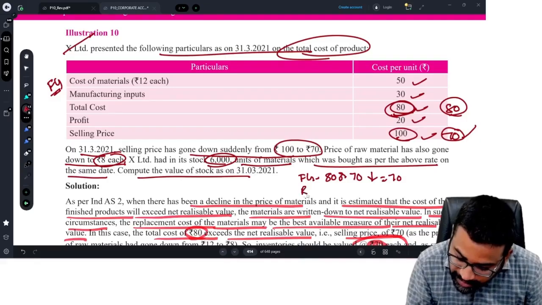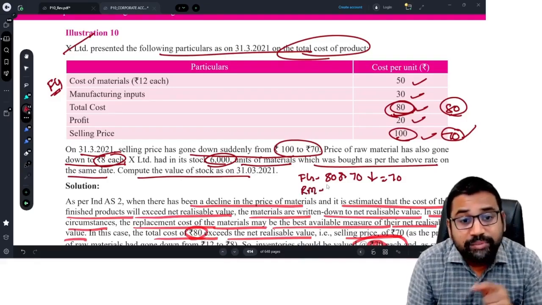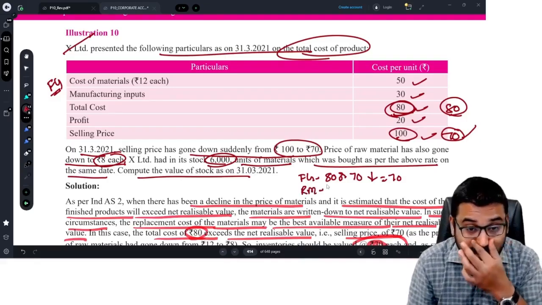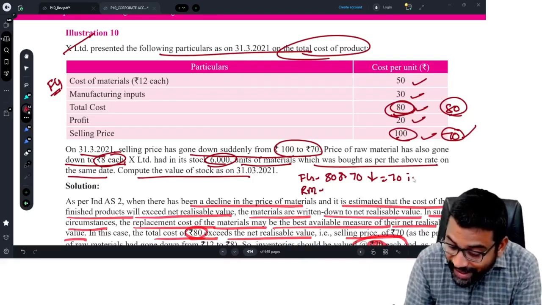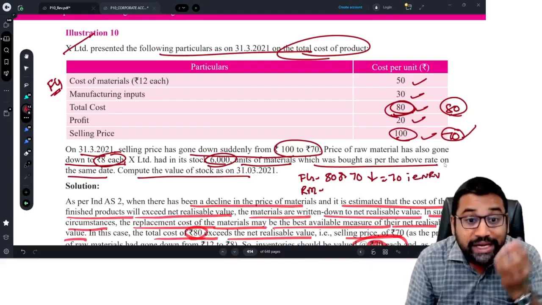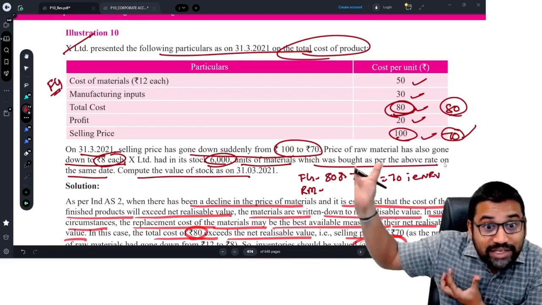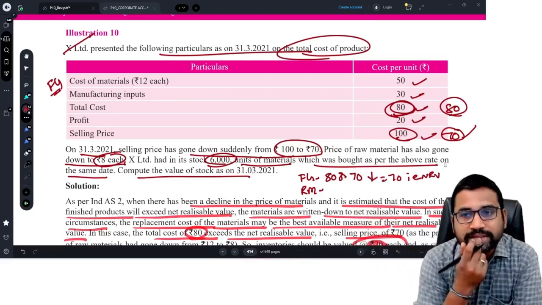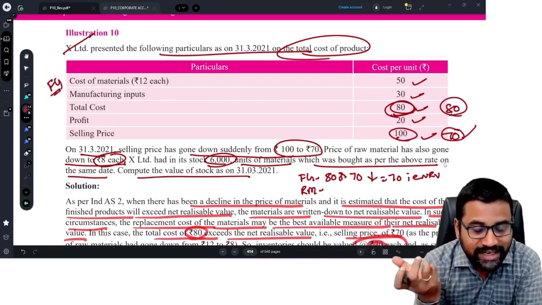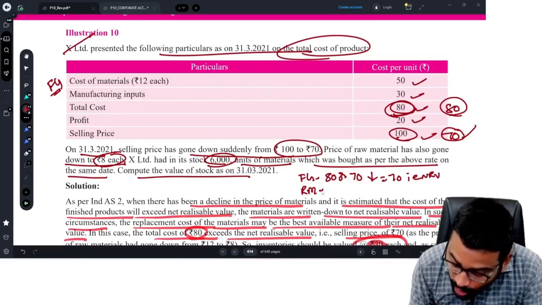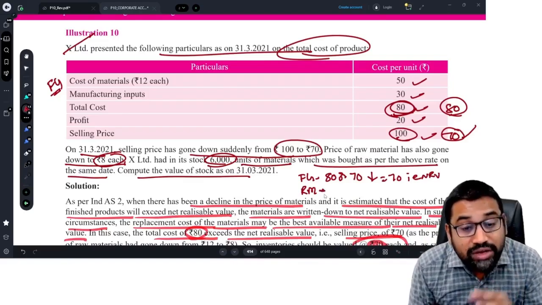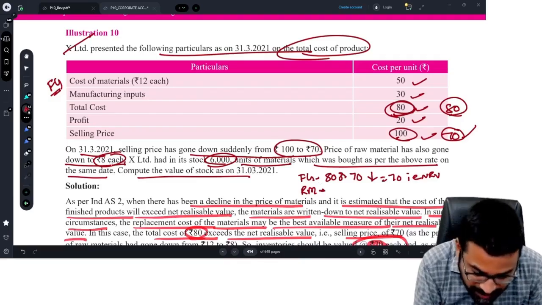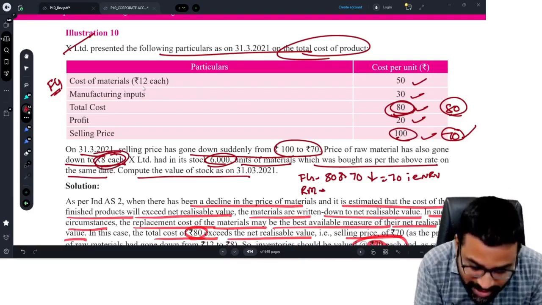Now come to raw material. Now you tell me, raw material valuation depends upon finished goods valuation. Now the finished goods is valued at NRV. The moment the net realizable value, the sale value, is less than the cost, the demand for the finished good is drastically reduced. Then raw material, should it be valued at cost or replacement cost? Replacement cost. What is the replacement cost? 8. Actually, what is the cost of raw material? 12.